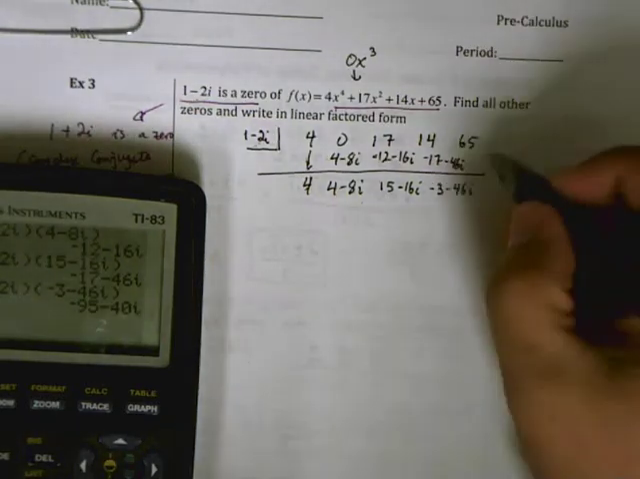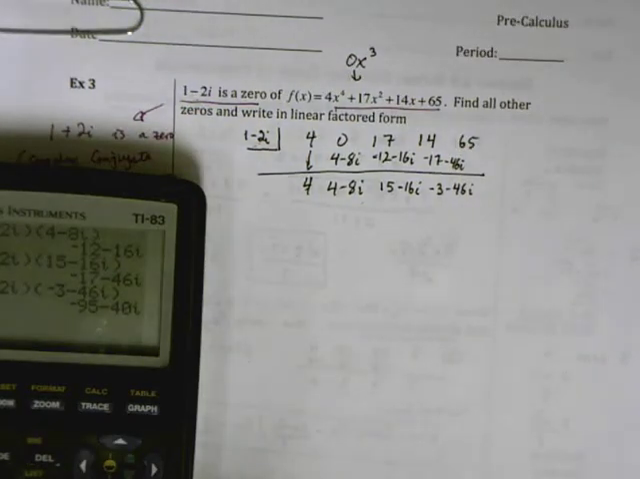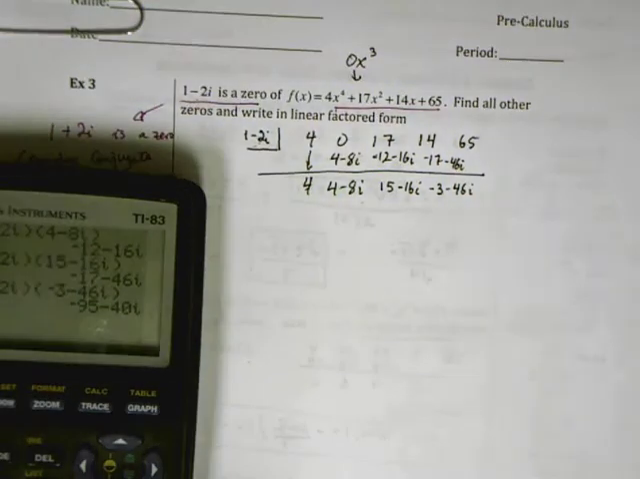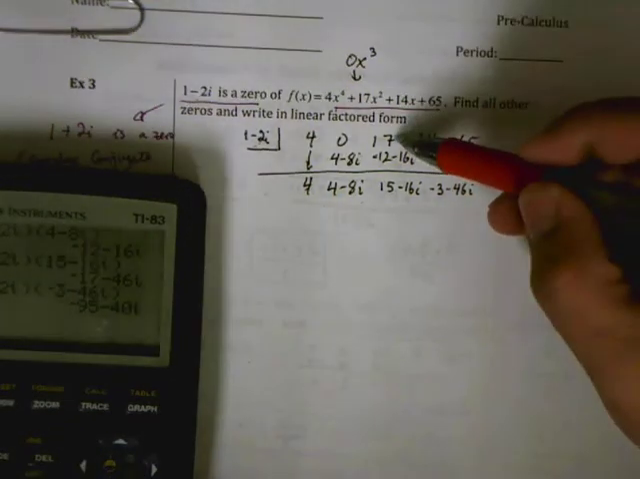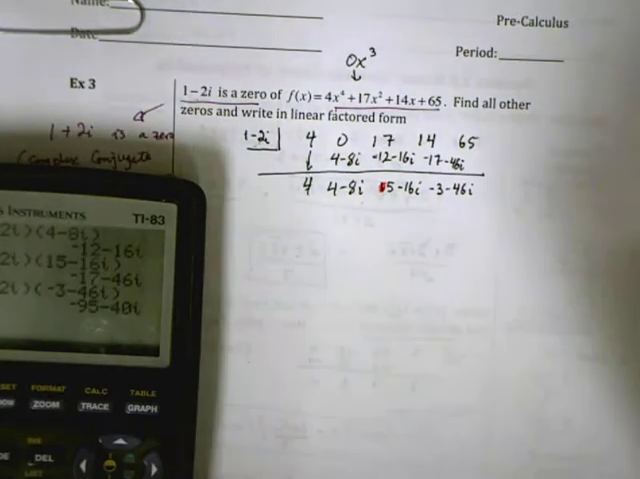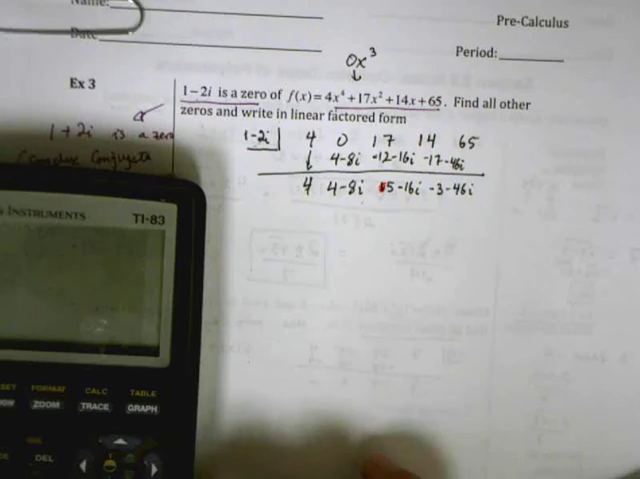And now this gives me a remainder, which I know is not correct, and I think I see my problem here. See right here, 17 minus 12i should be 5, not 15. Apologize for that. So I'm going to have to redo that part again.